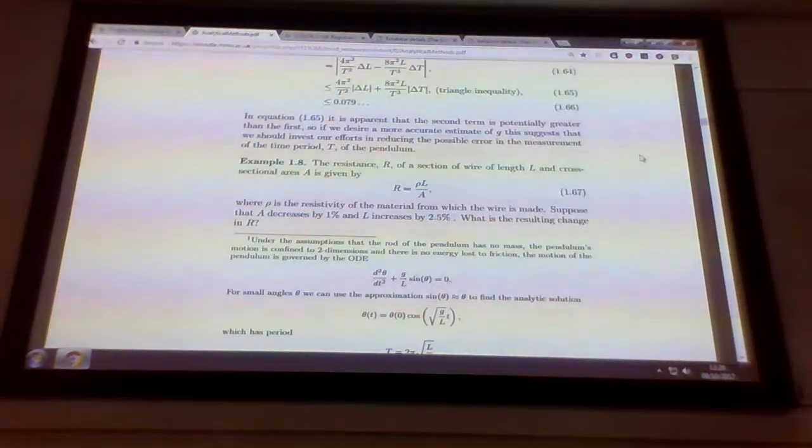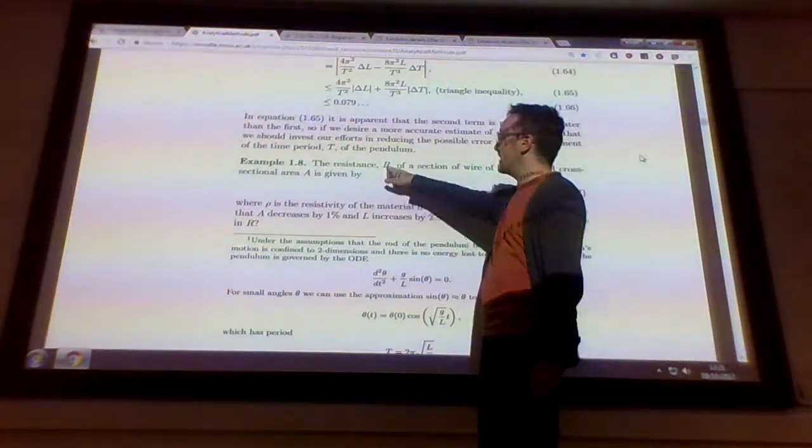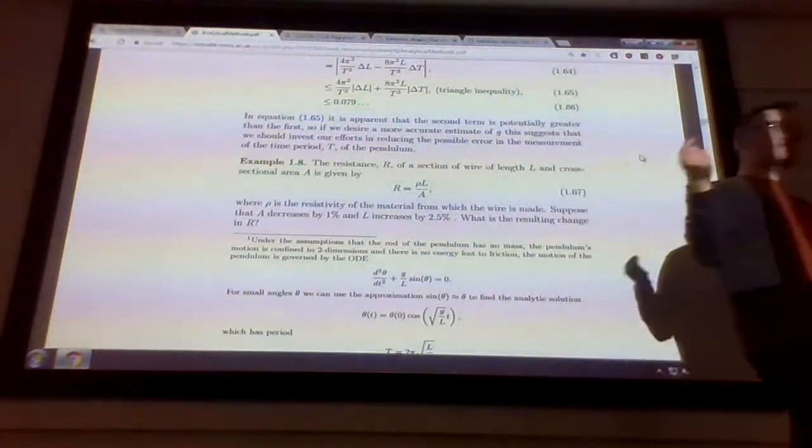So here we've got a length of wire, which we think of as a cylinder. It has a certain length and a certain cross-sectional area, a certain thickness to the wire. The cross-section of the wire, think of as a disc, and if the wire is thick, it's a large disc. If the wire is thin, it's a very small disc.